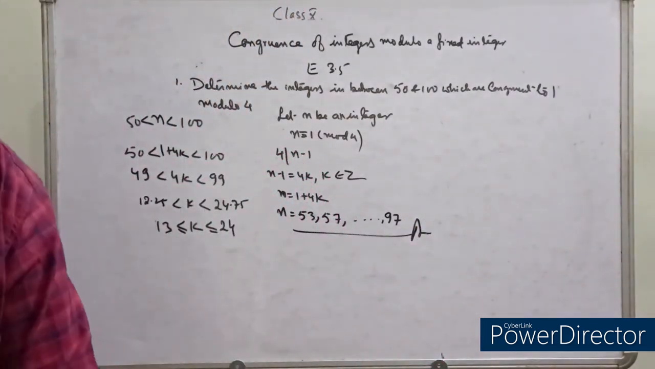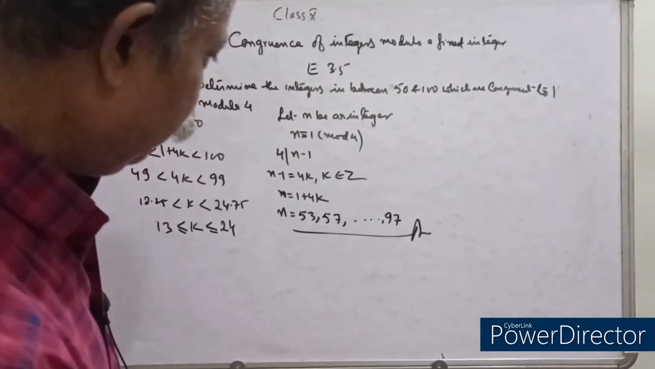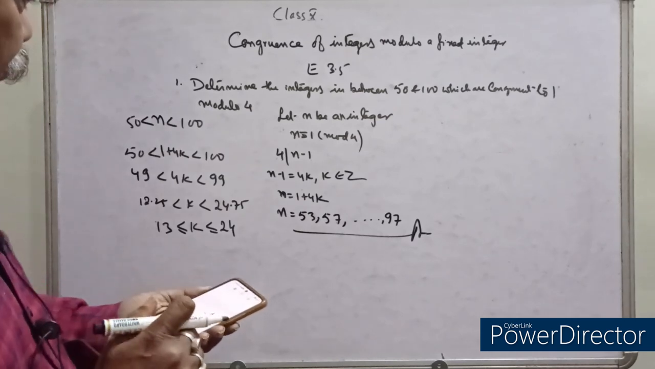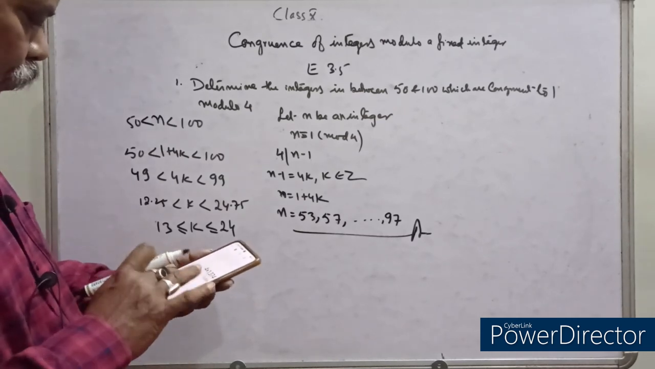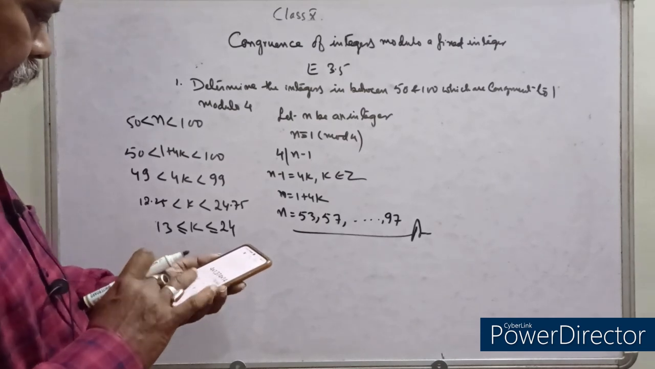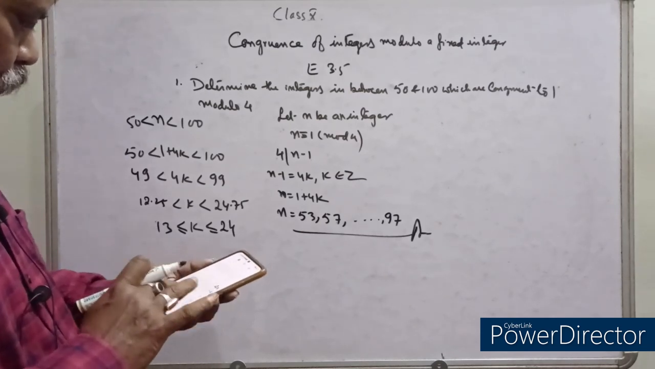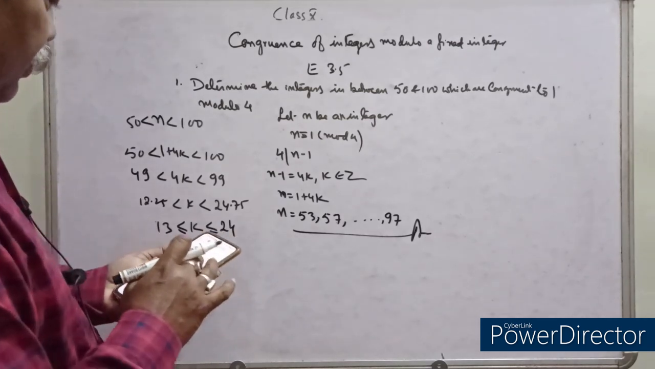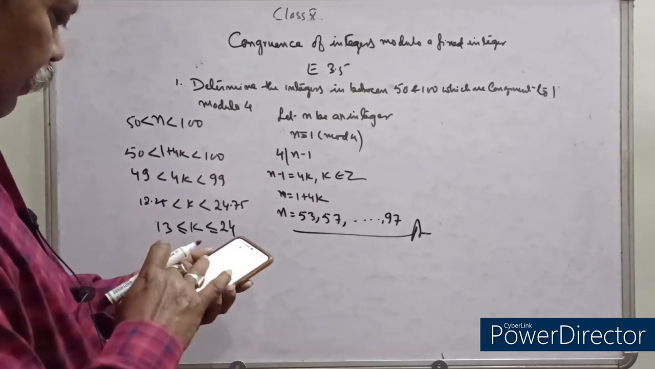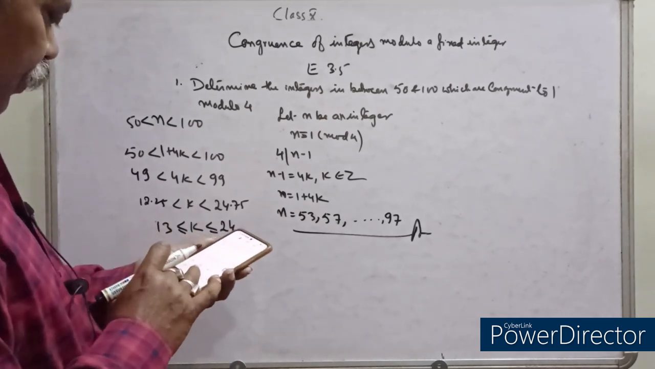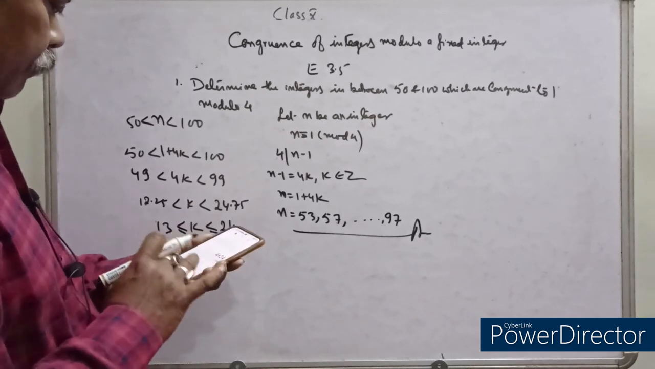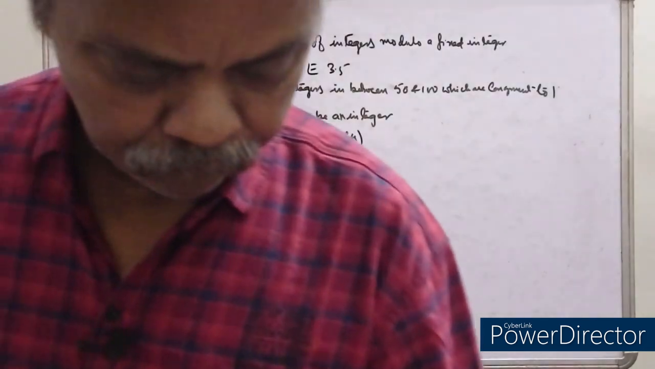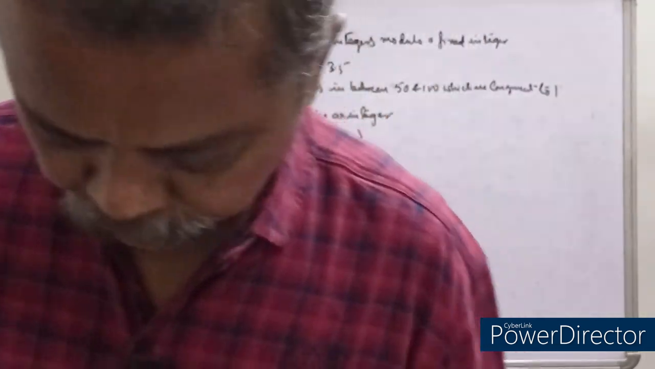Let me check once more. That is 4 into 13, that is 52 plus 1, 53. Again, 4 into 14, that is 56 plus 1, that is 57, it's correct. And your last number, k is 24, 4 into 24, that is 96, 96 plus 1, 97. So this is your answer. So this is how we solve it.